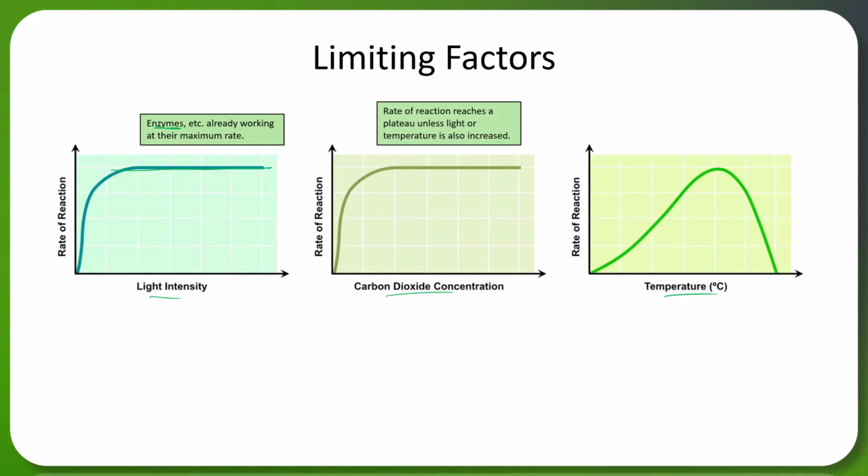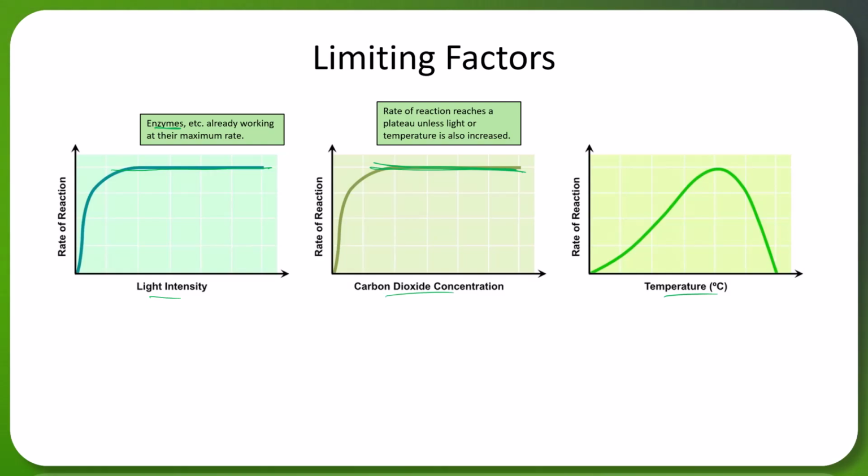When we look at carbon dioxide concentration, again, that graph looks very similar to the light intensity graph because as we increase carbon dioxide concentration, which again is on our X, the enzymes that utilize carbon dioxide, like Rubisco, are again going to be working at a maximum efficiency. And so we plateau. You cannot continue to increase the carbon dioxide concentration and expect the plant to continue to increase the photosynthetic rate.